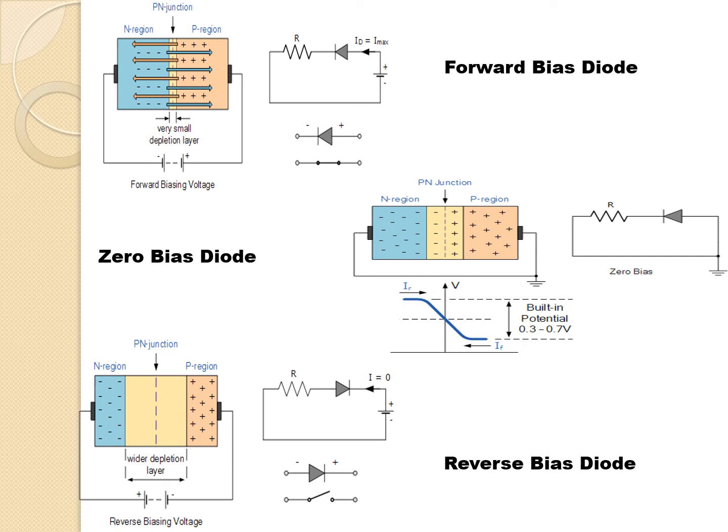So here, as we have seen, whenever we join the P and N regions, because of the diffusion, the depletion layer gets formed and it has the barrier potential. For germanium it is 0.3 volt, whereas for silicon it is 0.7 volt.